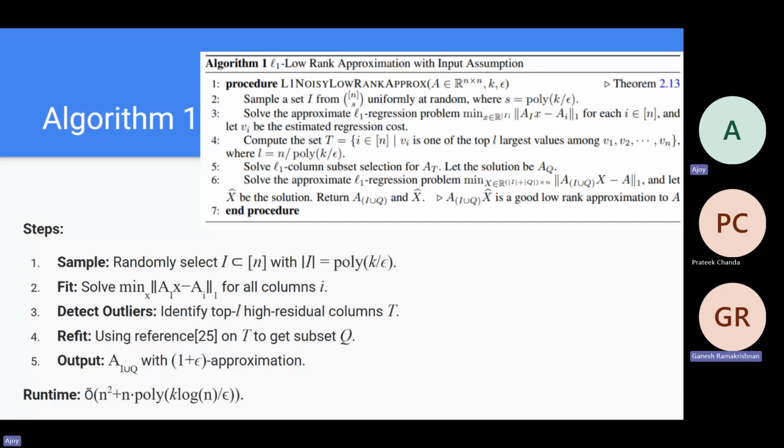Is the set of random columns fixed, or do you have multiple random set selections, or just once? Multiple. Step number 2: sample a set I uniformly at random, of size polynomial in k and 1 over epsilon. Fine, but where are you choosing that? It's happening only once, right? We are iterating back to back because we need to select more columns where the noise is less. So optimally, we get some columns, and using them we construct the B matrix.